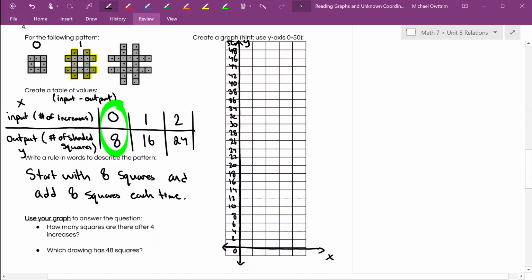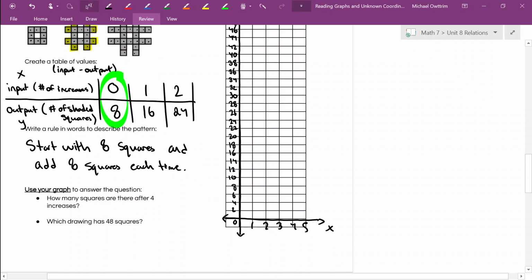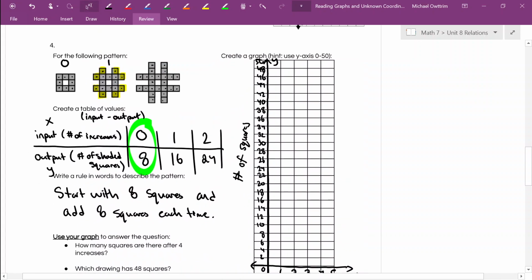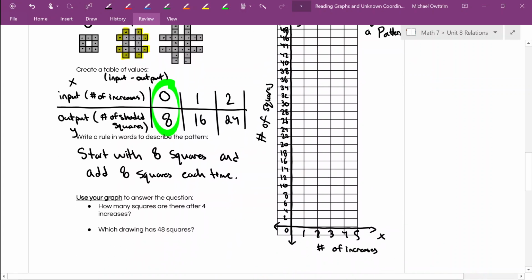Okay, in terms of my x-axis, I'm just going to go ahead and do counting by 1's. So 0, 1, 2, 3, 4, 5 over. Now again, this is a situation, so I want to actually label what these are. The x-axis represents the input, which is the number of increases. And the y-axis is the number of squares. I'll just write that horizontally. It's vertically, I guess. Okay, and this is squares in a pattern as our title.